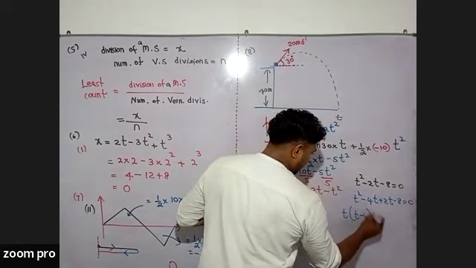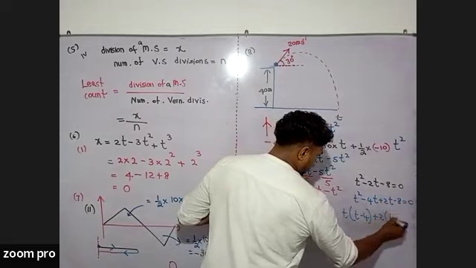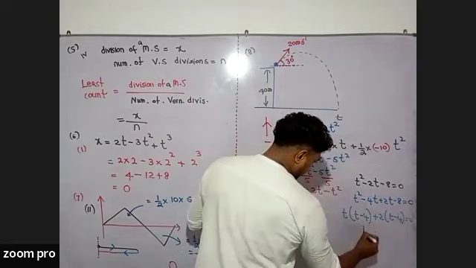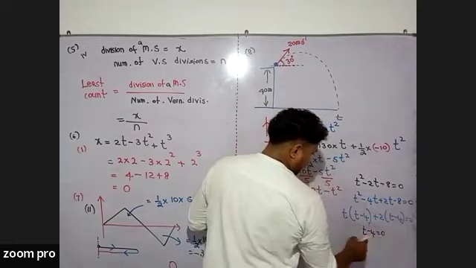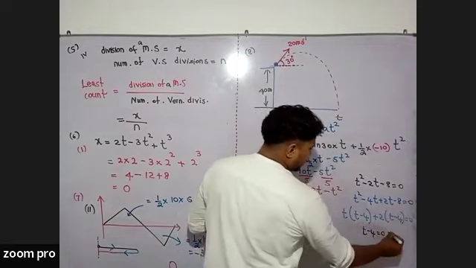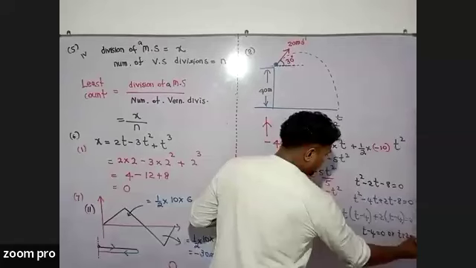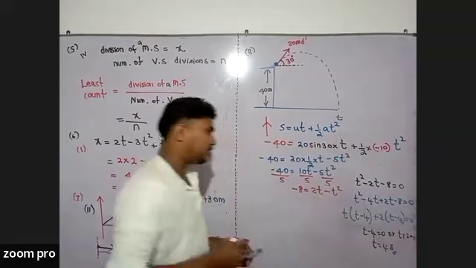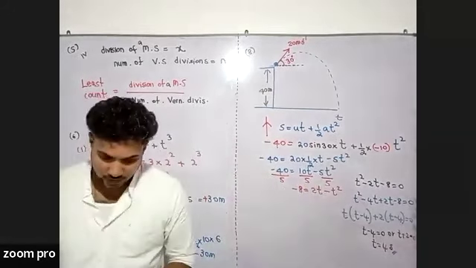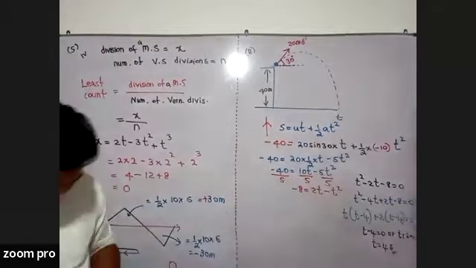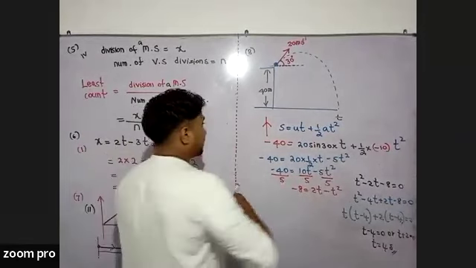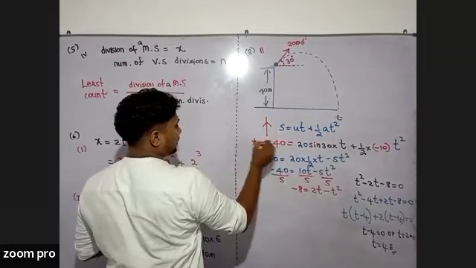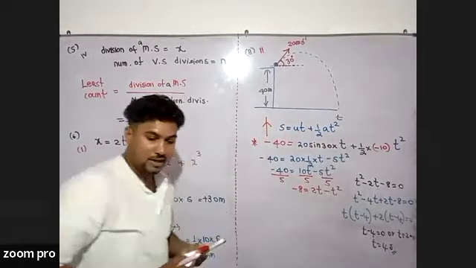t minus 4, right. So that means t minus 4 equals 0 or t plus 2 equals 0. So the answer should be 4 seconds, because time cannot be a negative value, right? So the answer should be the second one, right?